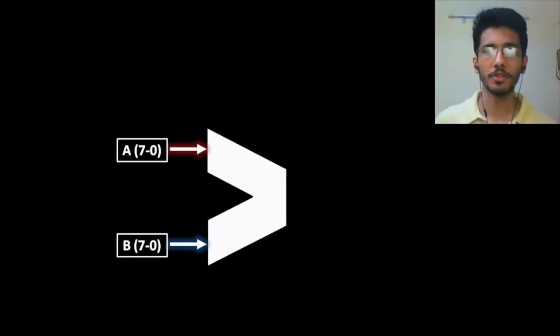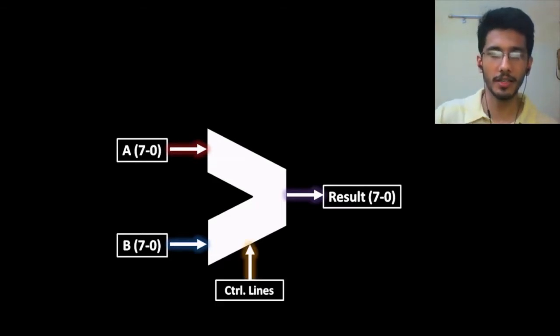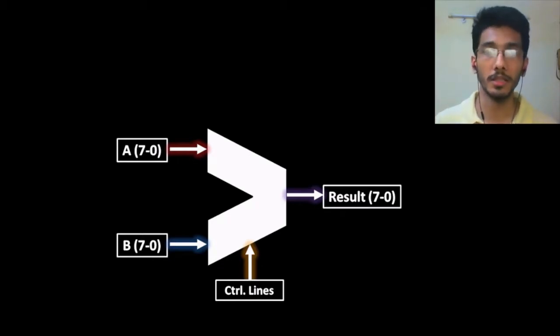This is the symbol of an ALU. It takes two inputs, does some arithmetic or logical operation on it, and it generates a result. The operation it performs on its two inputs depends on the control lines and how they've been set. So activating one control line could mean A and B are being added together and sent to the output. Some other control line could mean they are being ORed together to generate an output.